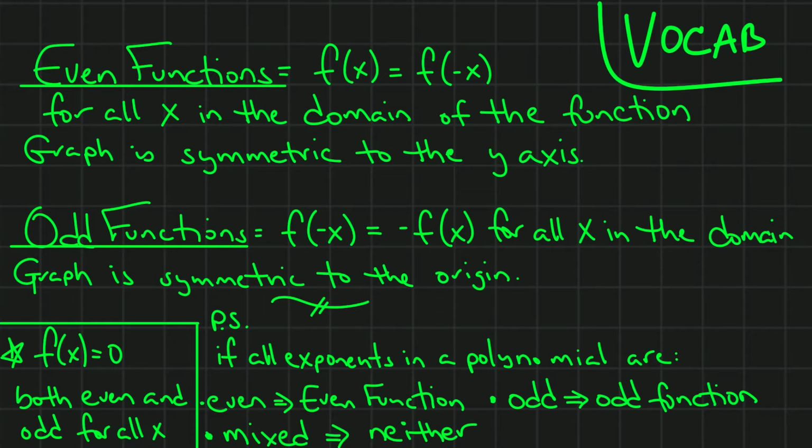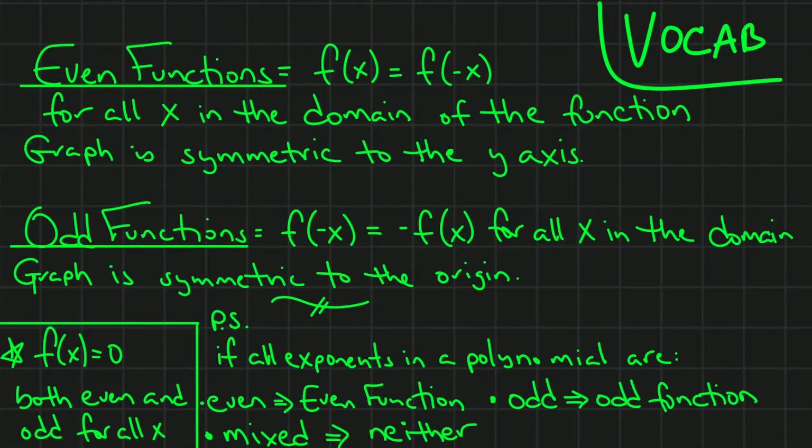Let's begin with some vocabulary. Even functions are functions where the output when x is equal to x is the same thing as the output when x is the opposite. So for example, if x was equal to 1, the output would be the same thing as if x is equal to -1. And that happens for all x's inside the domain of the function. Also, the graph is going to be symmetric to the y-axis.